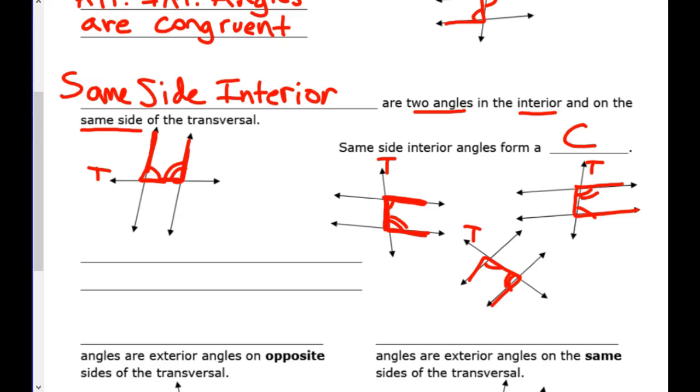So again, same side interior, two angles on the interior on the same side of the transversal. So we're going to write same side interior angles. Now this one is another alliteration. So it is going to be SS, same side, is going to be another S. And in this case, they're not equal, but they add up, they make a straight line, which is 180 degrees.